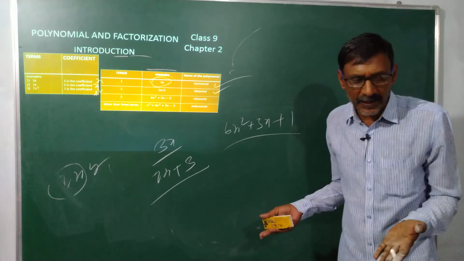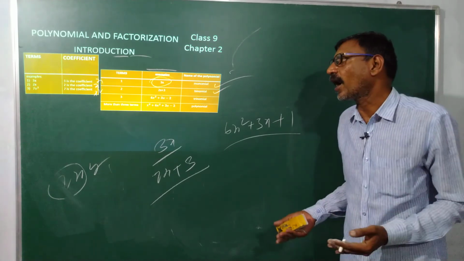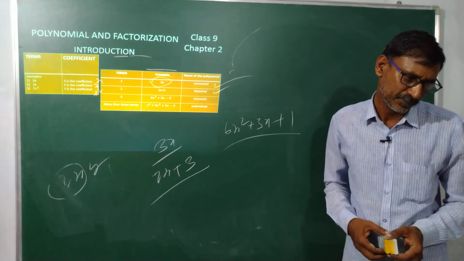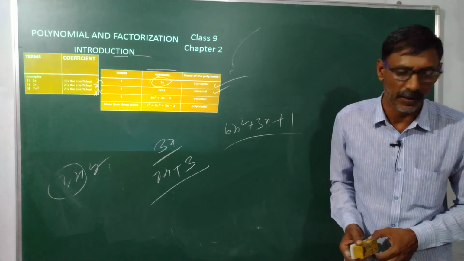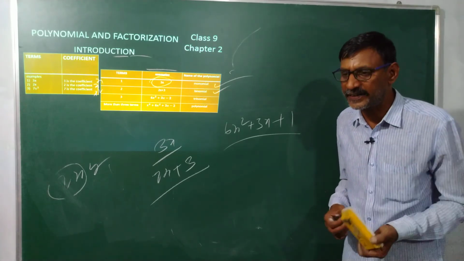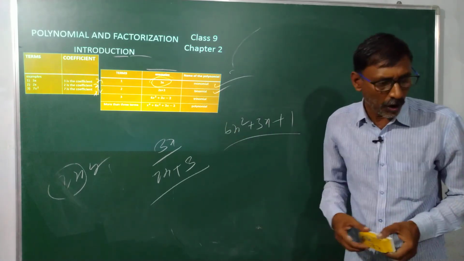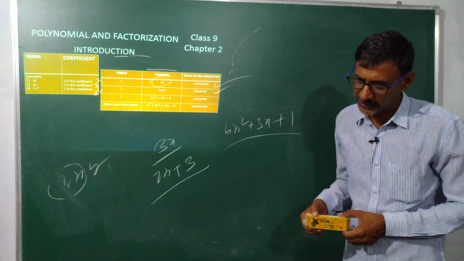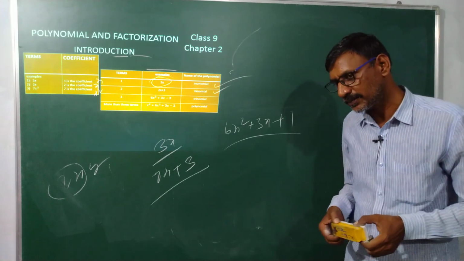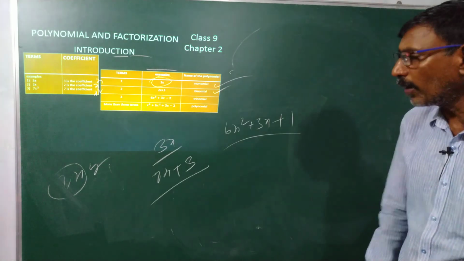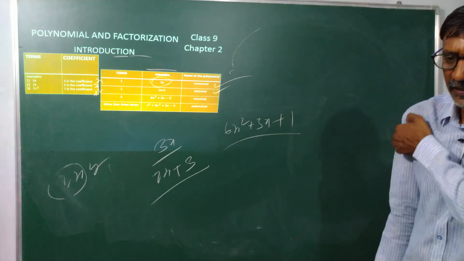So an algebraic expression or a polynomial which contains only one term is called a monomial. It contains two terms, binomial. It contains three terms, trinomial. More than three terms, polynomial. That's all. Tomorrow we will discuss the next part. Okay.